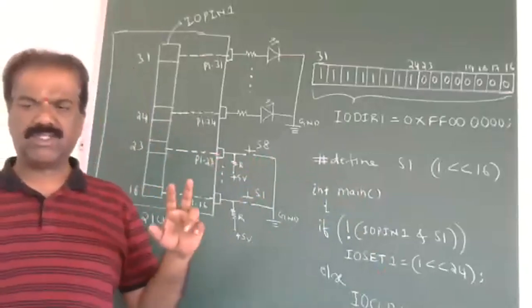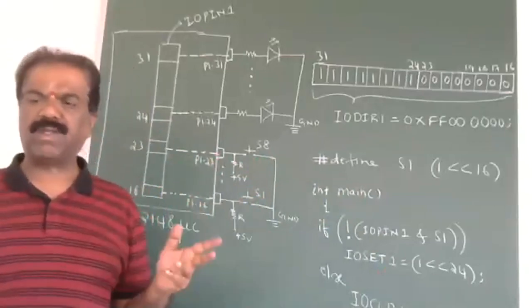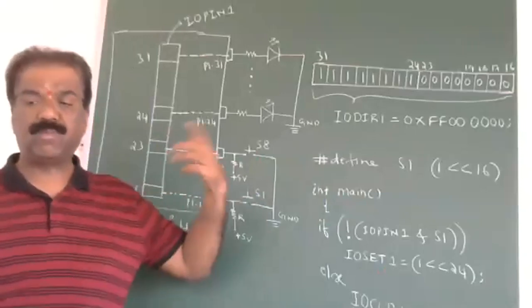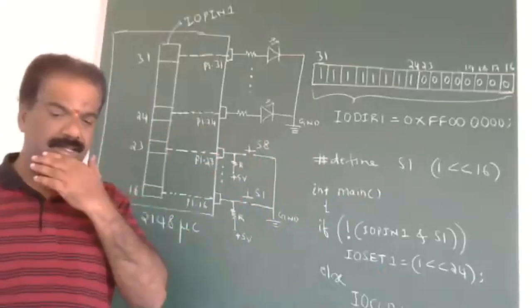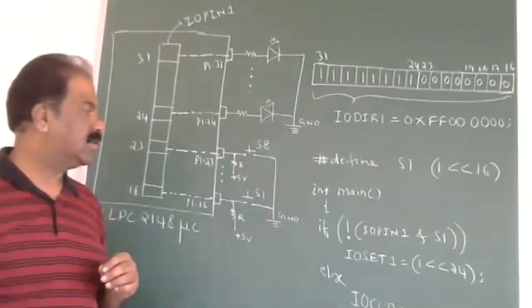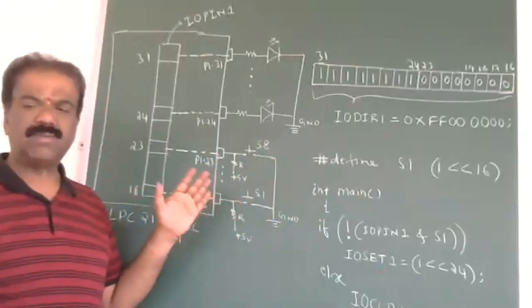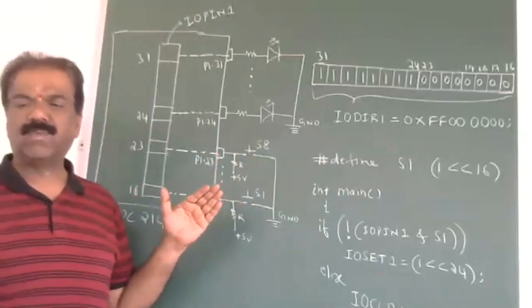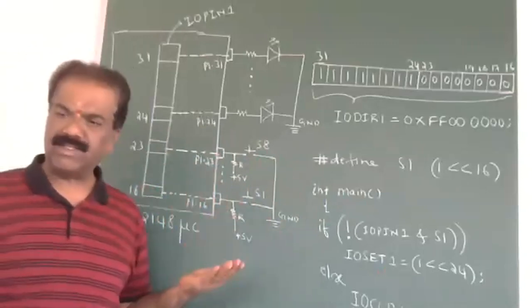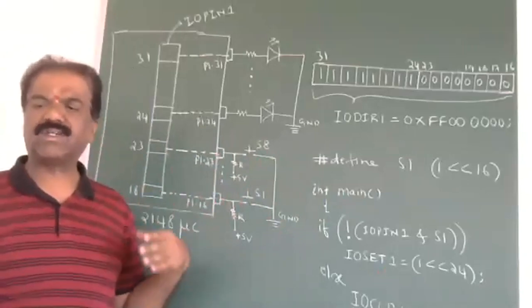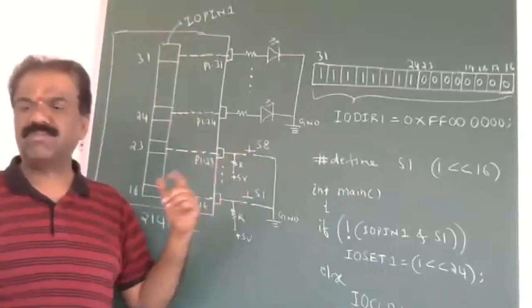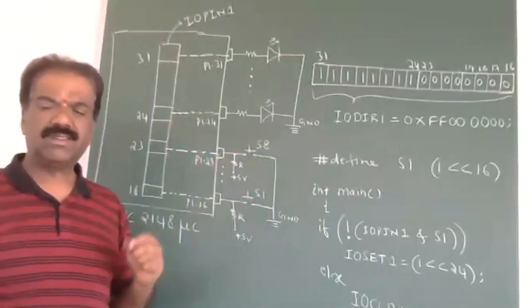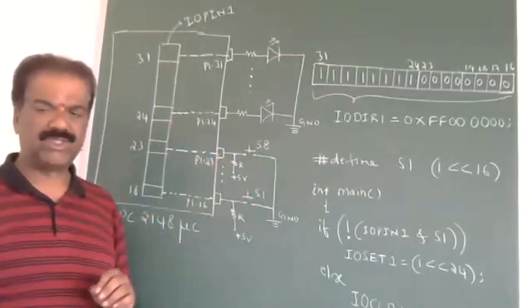We have two registers, IO pin 0 and IO pin 1. IO pin 0 is for port 0 and IO pin 1 is for port 1. In this case, we are using port 1. I told you already, port 1 contains 32 lines. Out of 32 lines, out of 32 bits, we are using the upper lines from 16 to 31. The lower ones are not used.